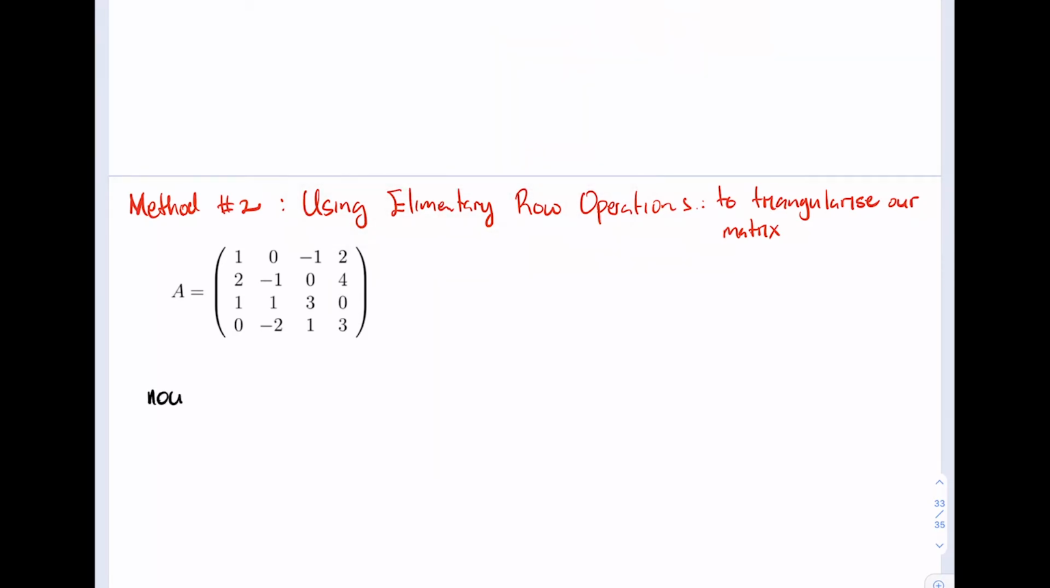So now, this term is already 0. The next term I want to eliminate is this one and this one. I'm going to take row 2, and I'm going to eliminate it by using row 2 minus 2 times row 1. To eliminate row 3, I'm going to say that row 3 is equal to row 3 minus row 1.